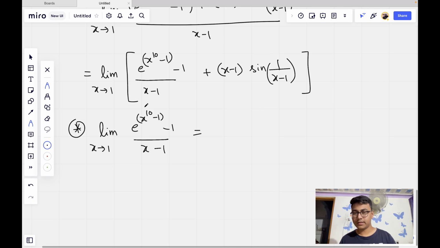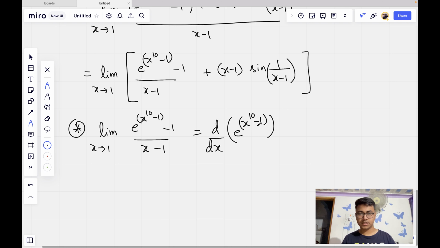If you look at this expression, take it as a function. You will very easily notice that this is the first principle definition of the derivative of this function. I'm sorry, this is just d by dx of e to the x to the 10 minus 1, this function.